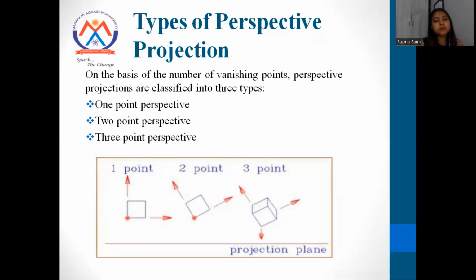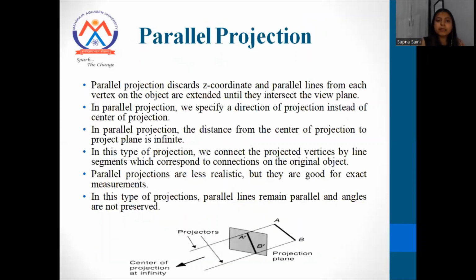One is one point projection. You can see when the projection is from the one point, we will call it one point projection. For two, in the second picture, we can see for two directions, it is 2-point perspective, and for three, it is 3-point perspective. I hope you get the basic idea about what is perspective projection.